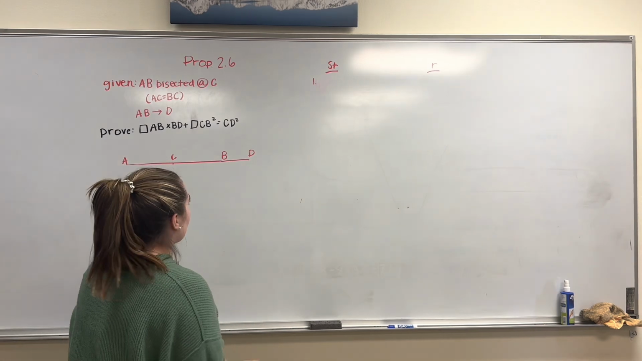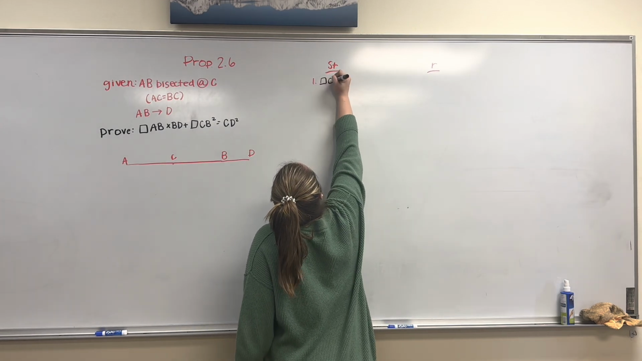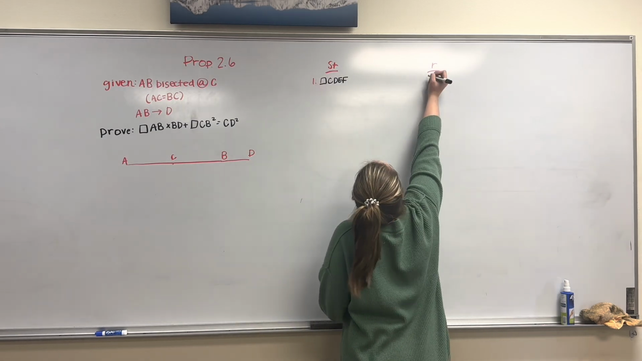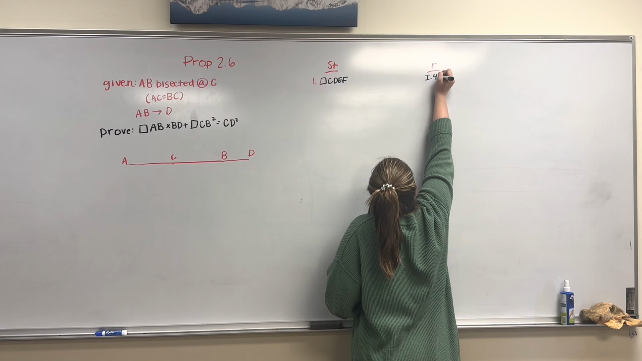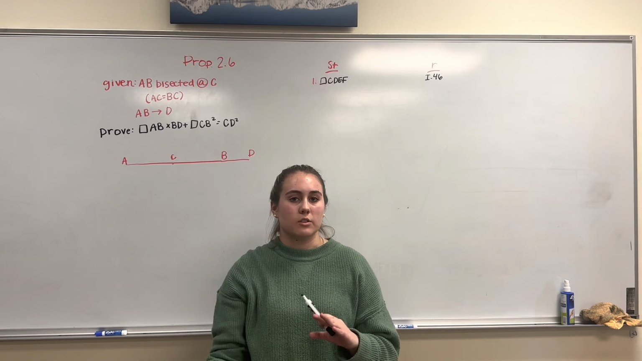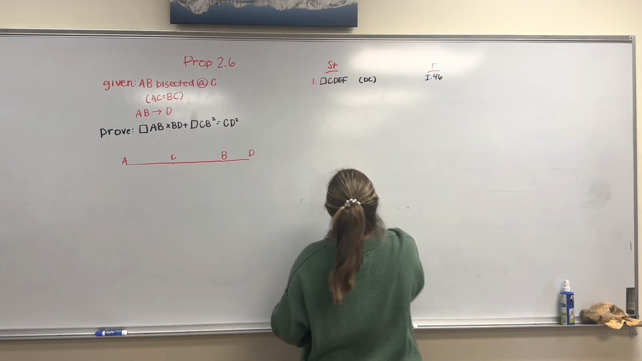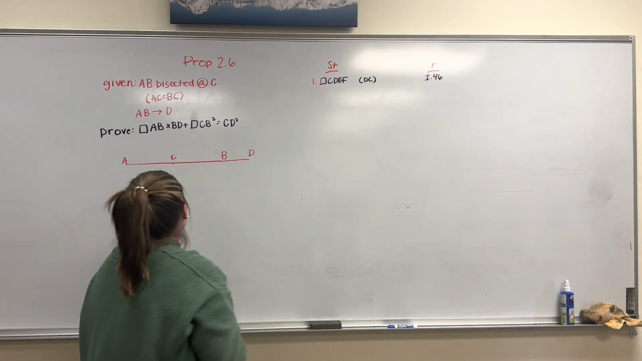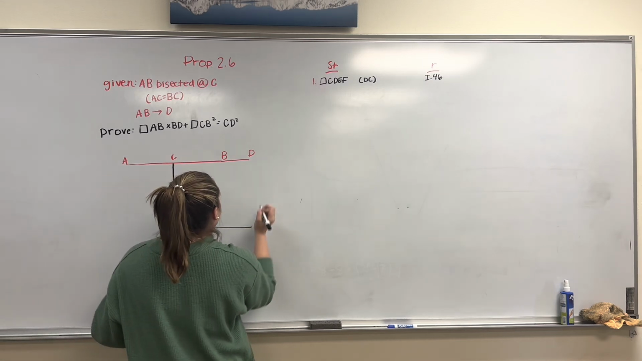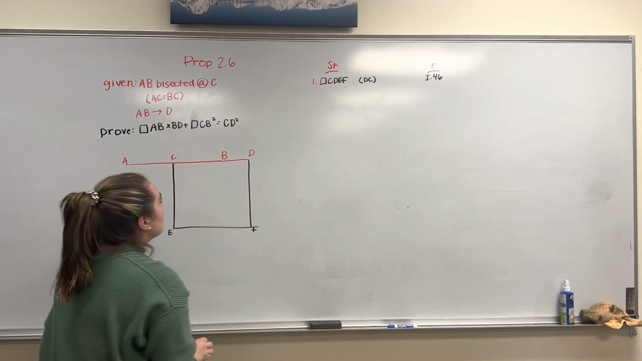So the first step of this construction is to make this square CDEF, and you can do that using proposition 1.46. And 1.46 says that you can make a square using a straight line. The straight line used for this would be CD. So now that we have that, I'm going to create my square. It might not be perfect, but it's okay. CD and EF. So now we have that.